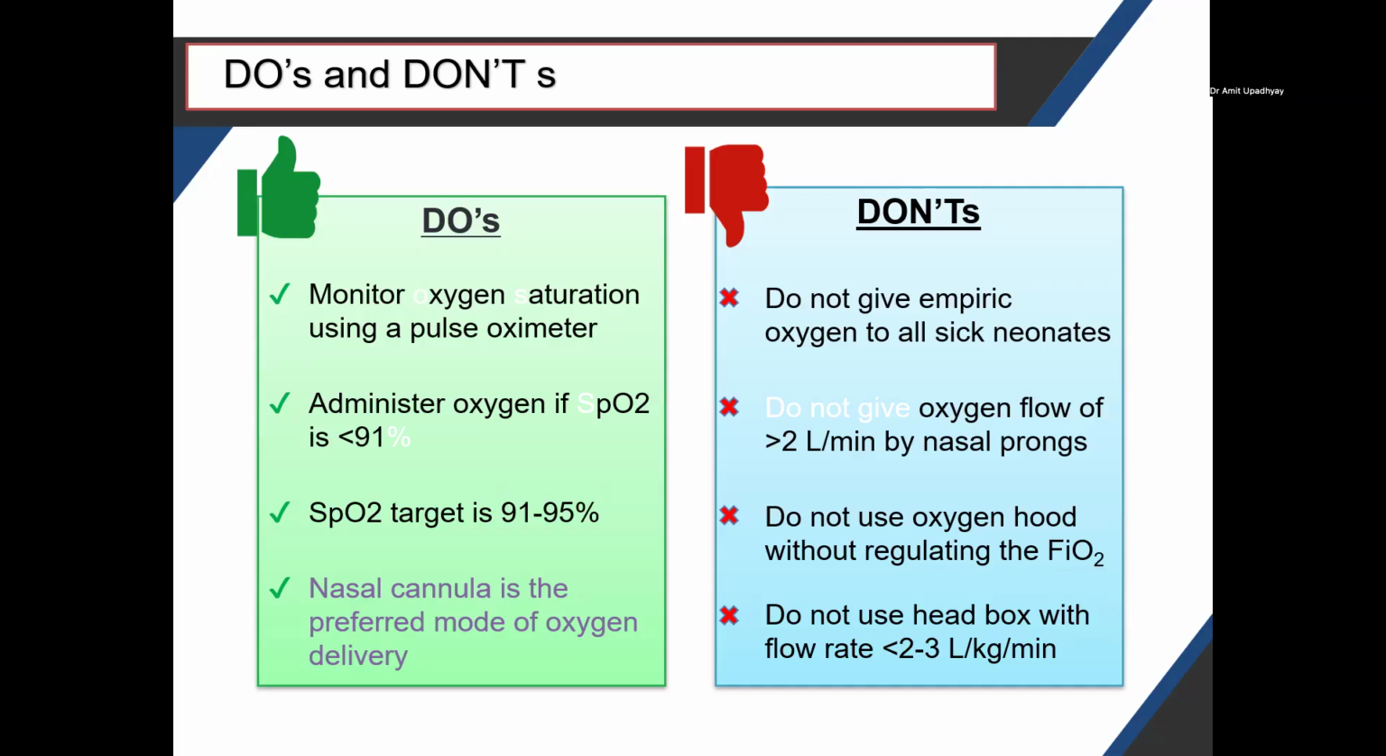Administer oxygen if SpO2 is less than 91. Saturation target is 90 to 95 or 91 to 95. If your targets are low, say 88 to 93, 88 to 91, your ROP incidence may come down a bit, but mortality tends to increase a little bit. So there is a trade-off between giving low oxygen target saturations, say, better ROP but higher mortality. Nasal cannula is the preferred mode of oxygen delivery for sure.